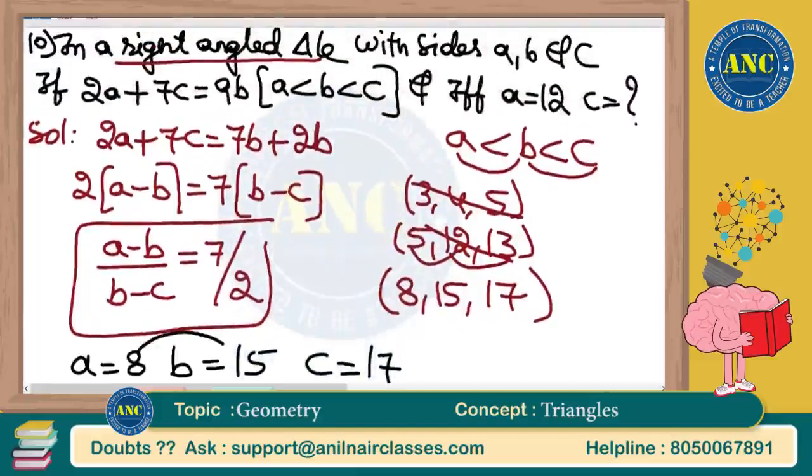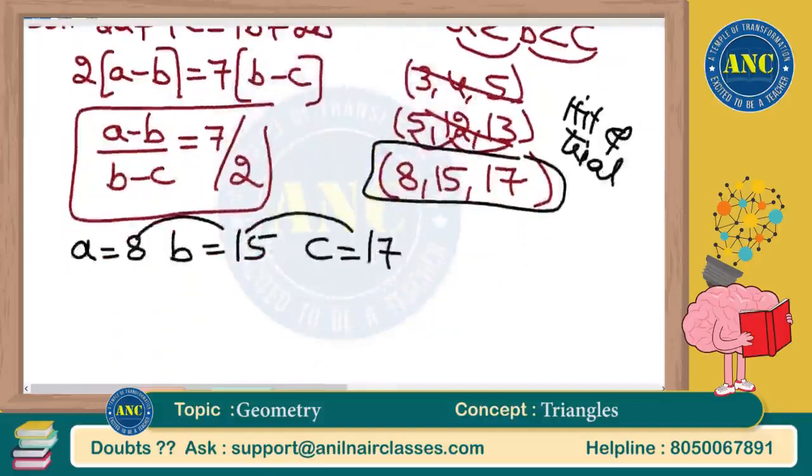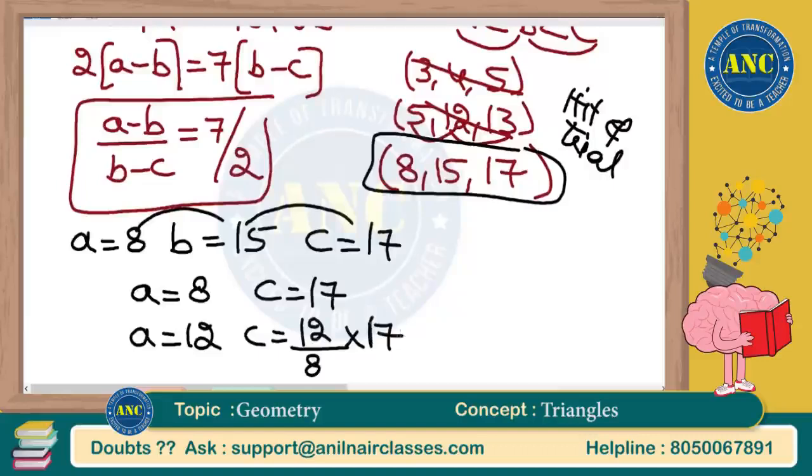The difference between these two is 7, and between these two is 2. Just by doing a few hit and trials, you will get the answer as 7 and 2. So if A is 8, C is 17. But according to the question, I want 12. So proportionately, C will become 12 by 8 into 17, which is nothing but 3 by 2 into 17, that is 51 by 2. Answer is 25.5.